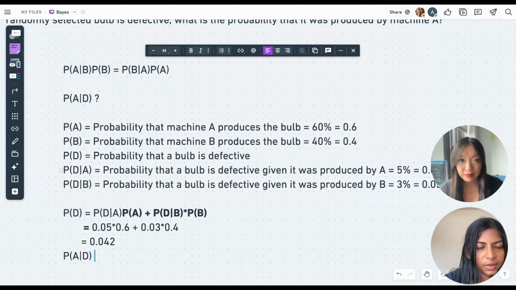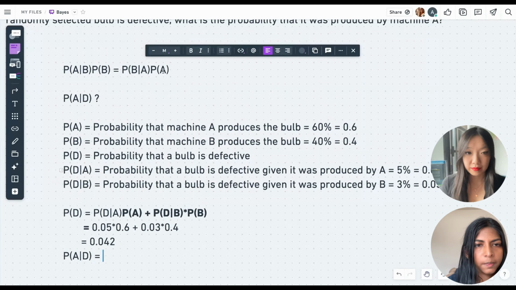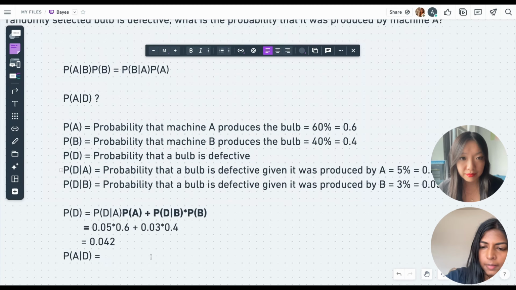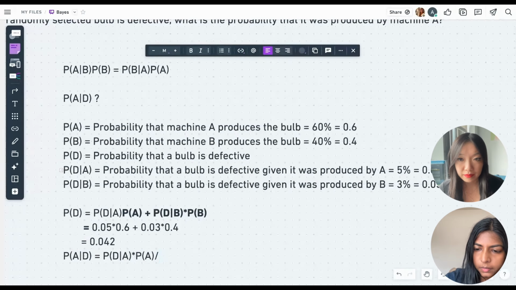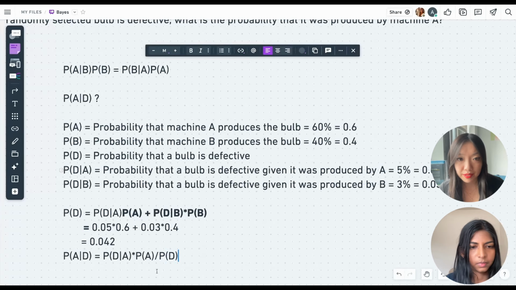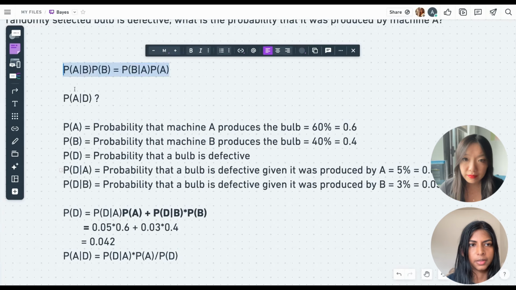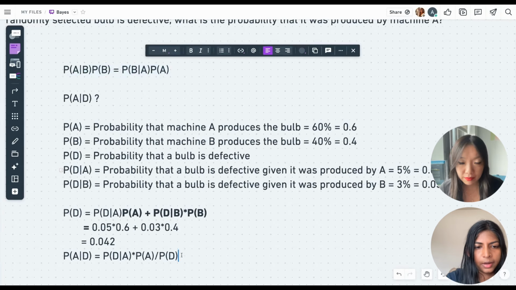So P(A|D), if we use Bayes' theorem, that'll basically be P(D|A) times P(A) divided by P(D). I basically just plugged in the values into the Bayes' theorem formula, and now we have all of these individual components, so I can just go ahead and plug those in.